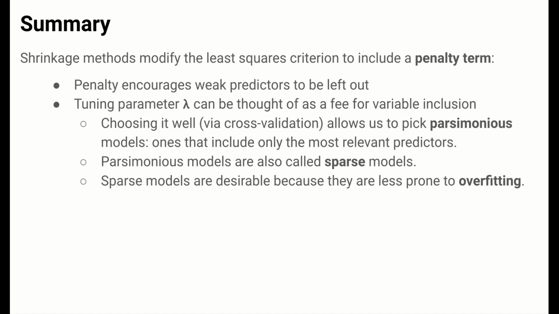So in summary, shrinkage methods try to select models in a very different way than subset selection methods like best subset and stepwise methods. Shrinkage methods use a penalized version of the least squares criterion that mathematically encourages weak predictors to be left out of the model. The lambda tuning parameter that is part of the penalty can be thought of as a fee incurred for variable inclusion. Choosing it well, usually via cross-validation, allows us to pick parsimonious models, ones that include only the most relevant predictors. Parsimonious models are also called sparse models, and we want sparse models because they are less prone to overfitting.